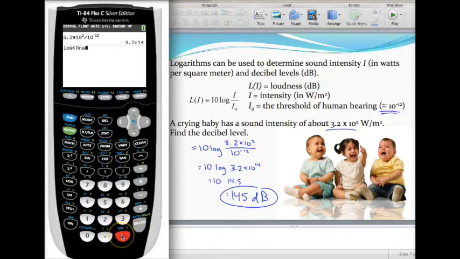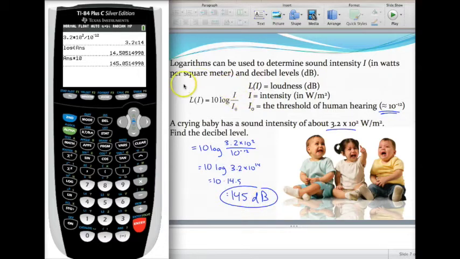So I don't need to type in what I just found. You can if you want to. So the log of that's about 14.5. And then finally, I've got to multiply that by 10, which I guess I don't need to do on my calculator, hopefully. You know how to multiply by 10. So I end up with a decibel level of about 145, and then your symbol for decibels is a lowercase d and a capital B.